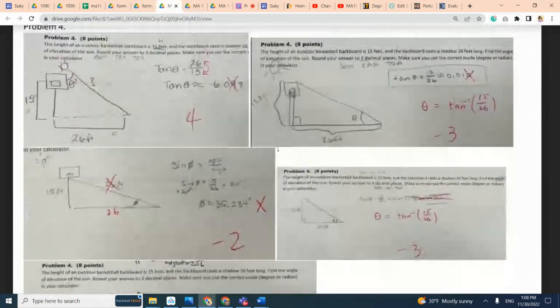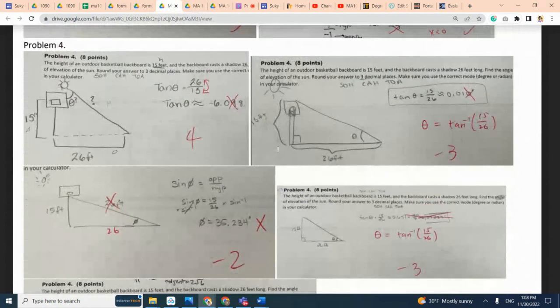And then let's look at the common mistakes. So here, tangent is opposite over adjacent. So 15 over 26, not the other way. And then this is tangent theta. You find the theta by doing arctangent on both sides. Here, see, do the arctangent on both sides. Here, 26 is not the hypotenuse, it's the shadow, the length of the shadow. So yeah, the adjacent is 26.